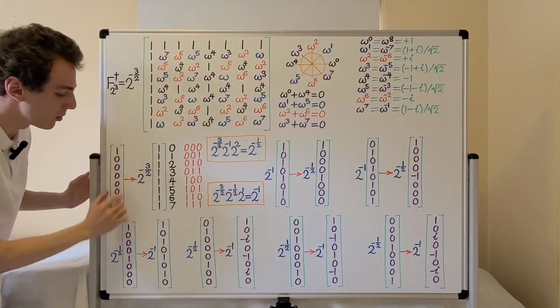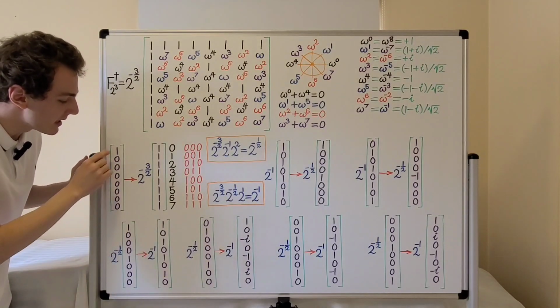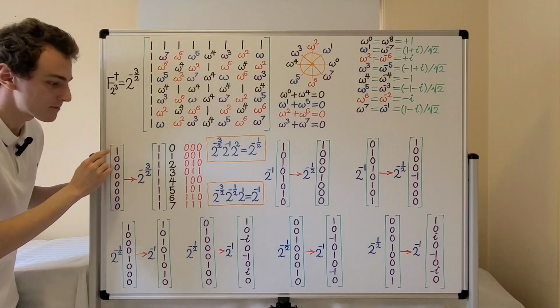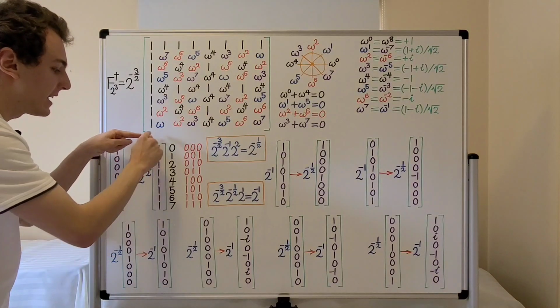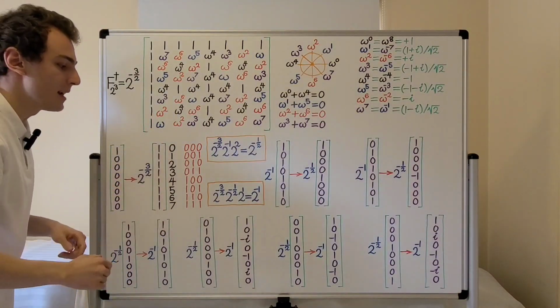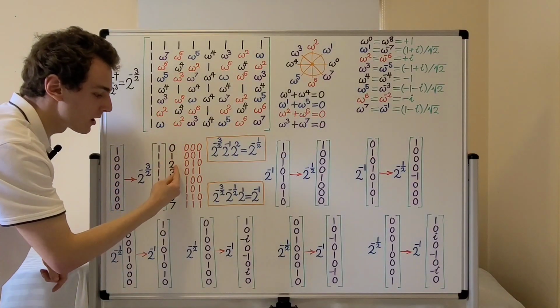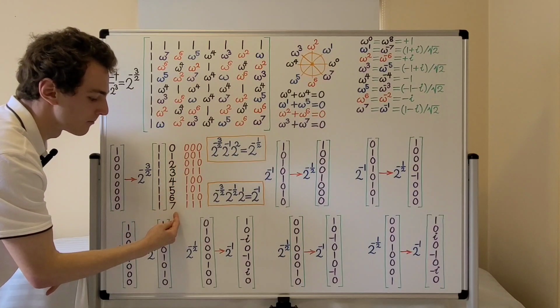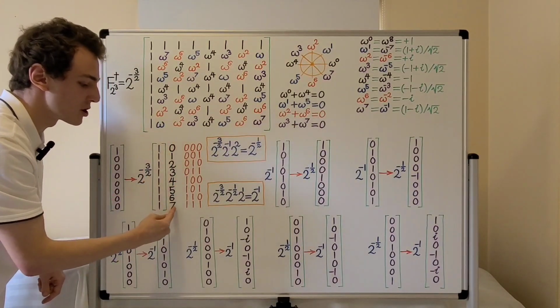So this is a simple example where we initialize in the 0, 0, 0 state. So all of the entries in these column vectors can be numbered as 0, 1, 2, 3, 4, 5, 6, 7. So this is the decimal representation of these values.